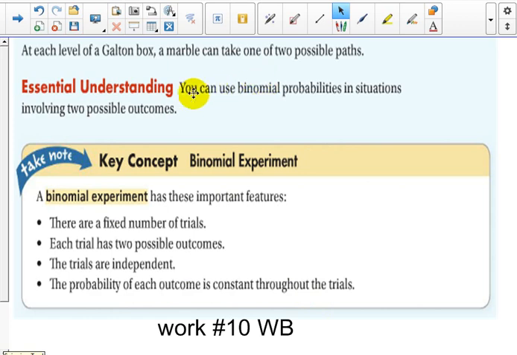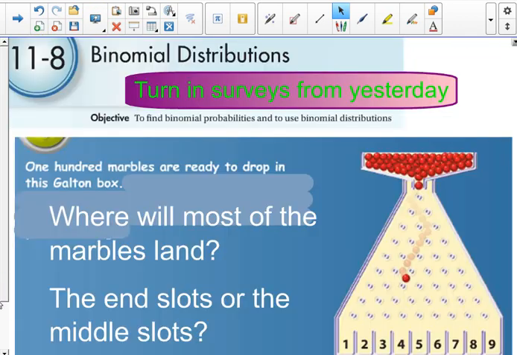Today, we're going to talk about binomial distributions. And binomial means 2. So at each level of this Galton box, a marble can take one of 2 possible paths. So when you look at it, a ball comes in and it's not hitting a slot, it's hitting a peg. When it drops right in, it hits a peg. It is going to go either right or left because gravity is going to take hold of it, right? And push it down.